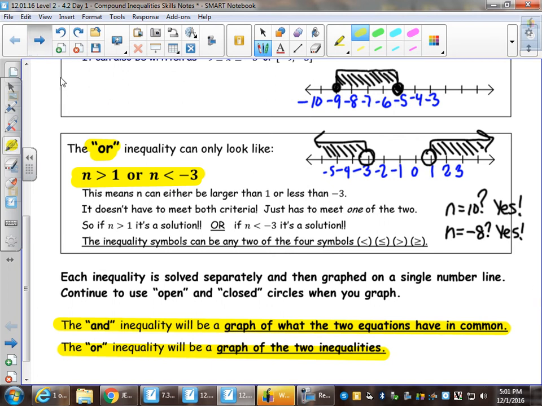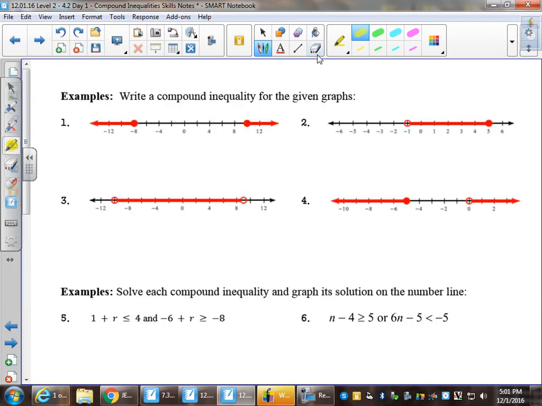Let's practice. Numbers 1 through 4, we're given the graph, and we need to write the inequality. So take a look at number 1, and mentally I would like you to vote. Is this an and, or is this an or? Well, as soon as I see that I have two pieces, I know that this is going to be an or.